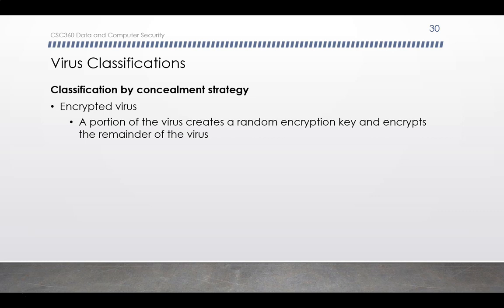Because the bulk of the virus is encrypted and uses a different key for each instance, there is no constant bit pattern to observe. Therefore, a replica may not look much like the original from which it was cloned.